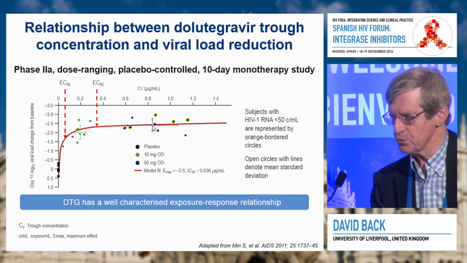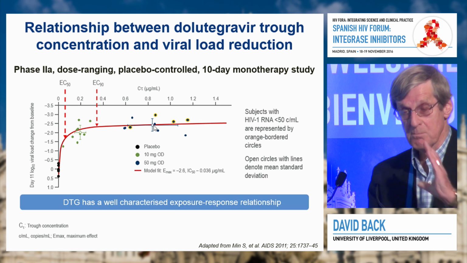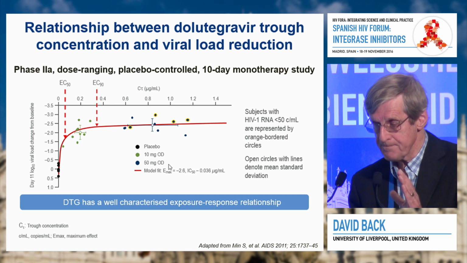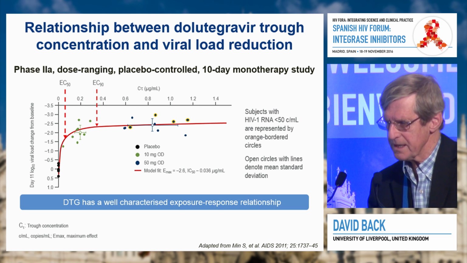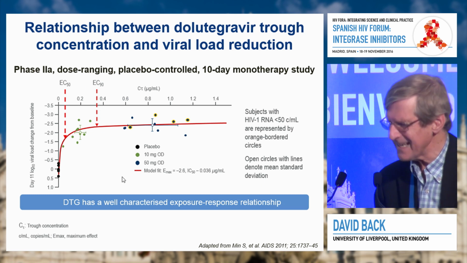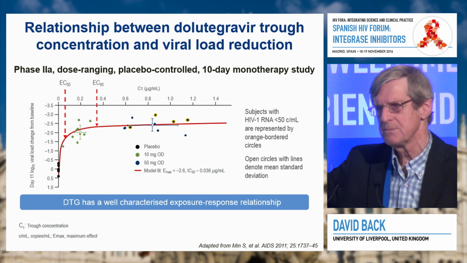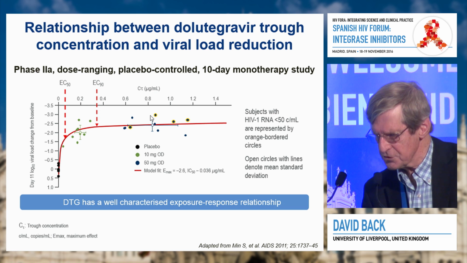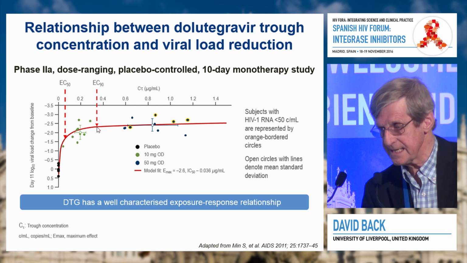50 milligrams gives you a mean drop in viral load of around 2.6 logs. This is monotherapy, okay? Now, from this kind of plot, you can come up with a parameter called the EC90, which is the effective concentration which gives you 90% of your maximum response. So you're just beginning to drift away a little. So 90% of 2.6 logs, this is your EC90, this is your EC50.